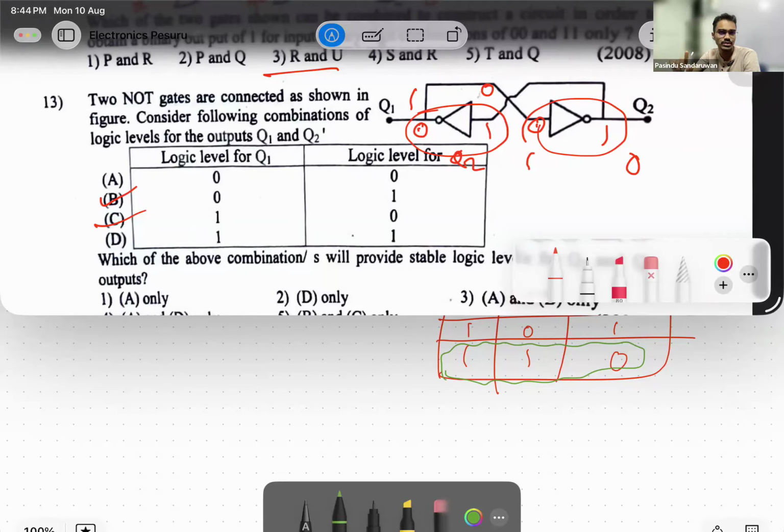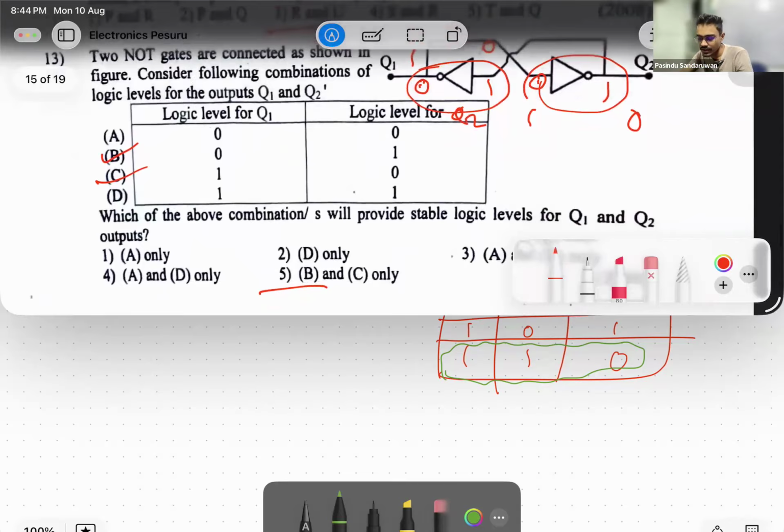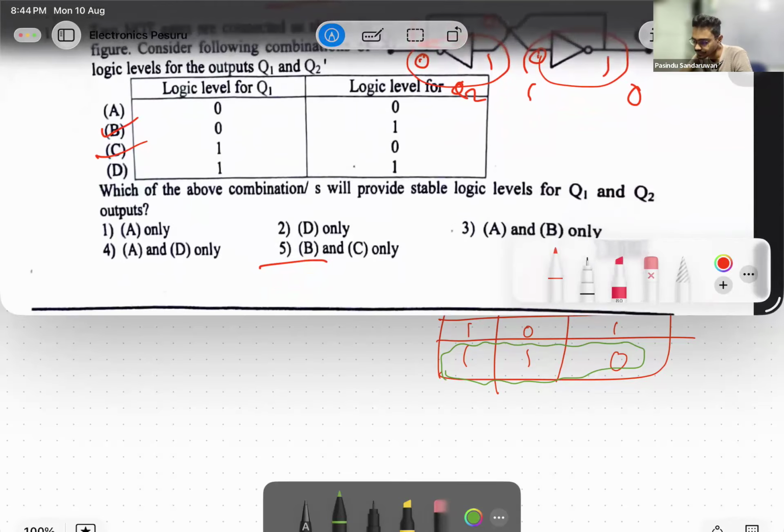But if you check for 0, 0, it is never going to get 0, 0 and 1, 1 for Q1, Q2. Then they are invalid cases. Then the answer is only B and C. Right, only B and C, 5.